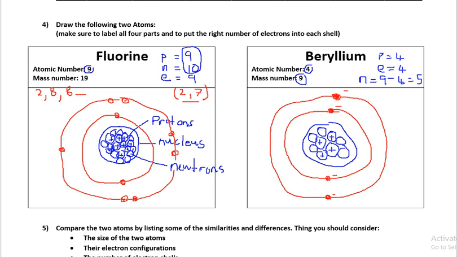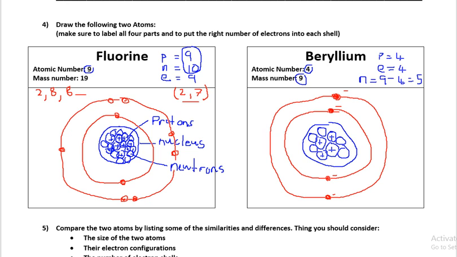So you could mention that the size of the nucleus is bigger, but overall they're actually a similar size because they fill 2 shells worth of electrons. So they're a similar size. Alright, if we look at their electron configurations, what else is similar? Both of them have 2 electrons in their first shell. Well, what's actually different? Well, their outer shell, or their valence electrons, fluorine has 7 in its outer shell. Beryllium only has 2 valence electrons, 2 outer shell electrons.